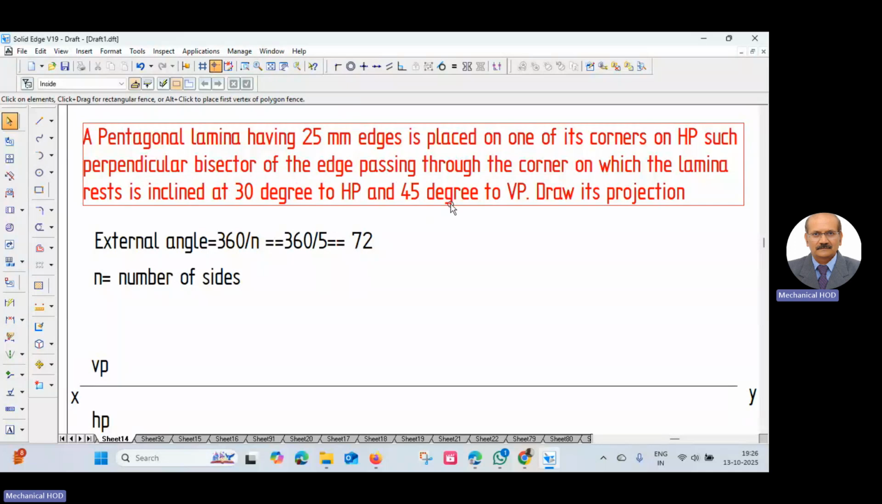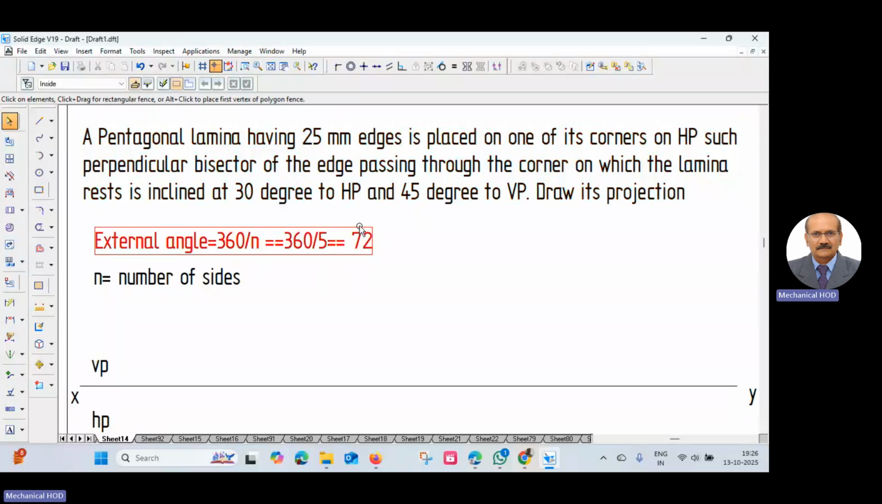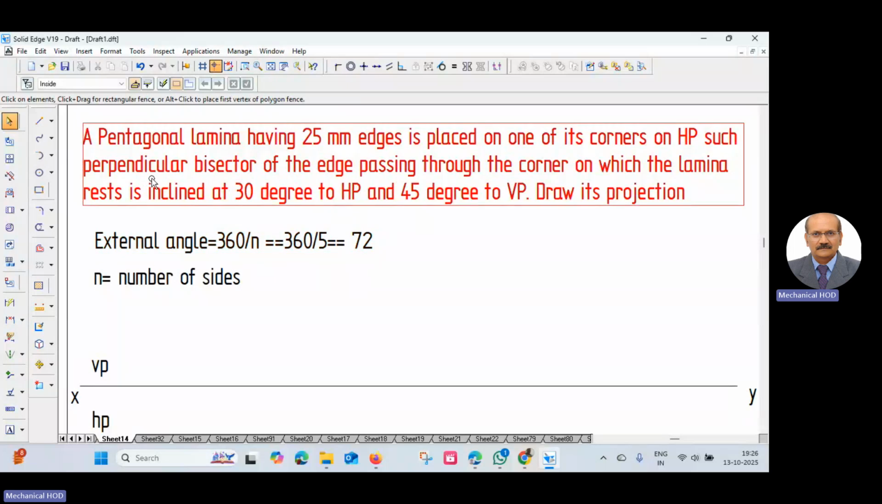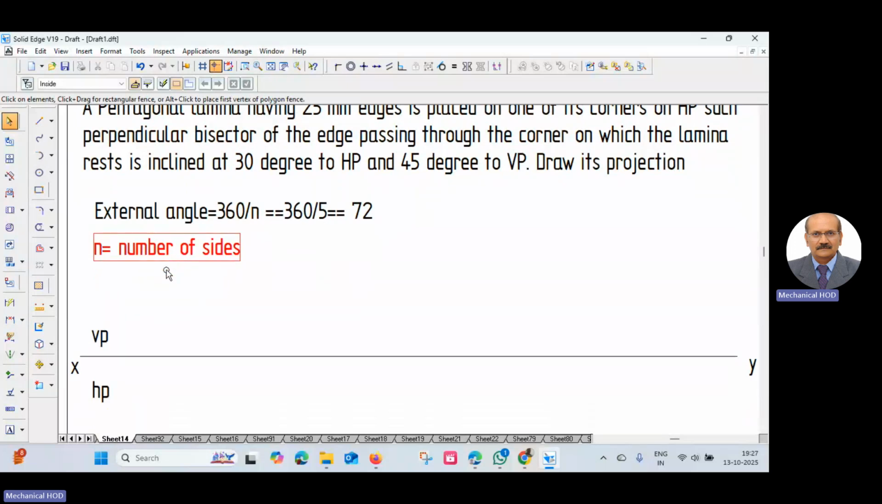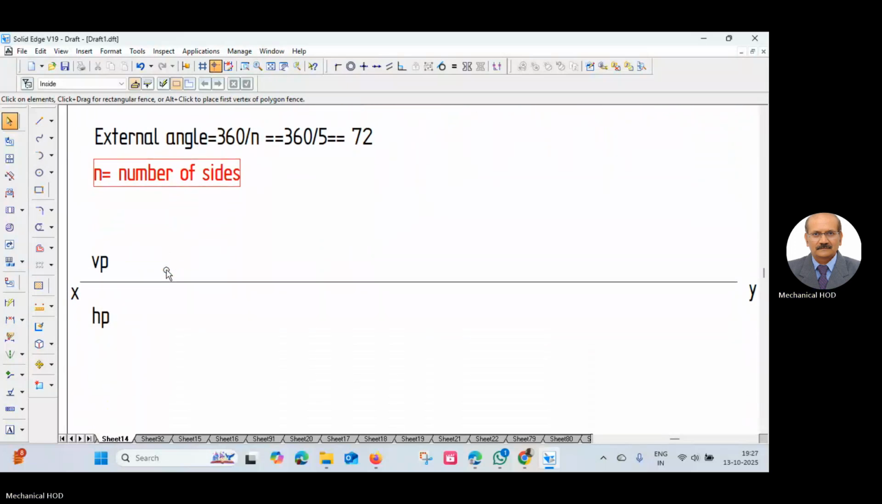Okay, what is perpendicular bisector? We can cut a line into two equal parts by drawing a perpendicular to it. It's called perpendicular bisector. Okay, let us start with the projection of the pentagonal lamina resting on the corner. Then you'll go to that perpendicular bisector in the next second position. First position is always keeping parallel to HP. We get the top view, which is the true shape of the lamina. Here, pentagonal lamina in true shape we can see in the top view.